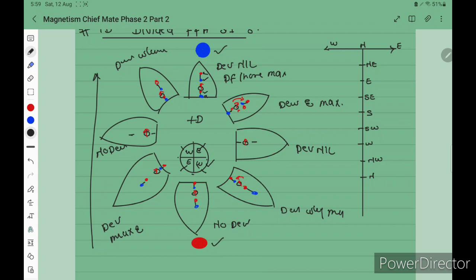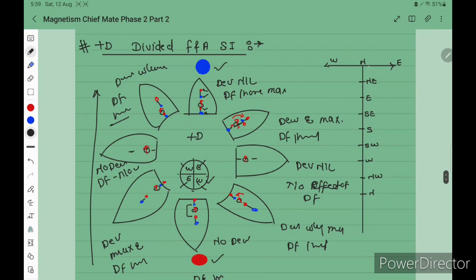Here also we only take these two, so DF increased. There is no effect on DF. Okay. Here DF increased, because we will consider this one, DF increased, DF no effect, and DF increased. So how does the graph look? From north to east it is easterly, then southwesterly, then again easterly, then northerly, it is again westerly.